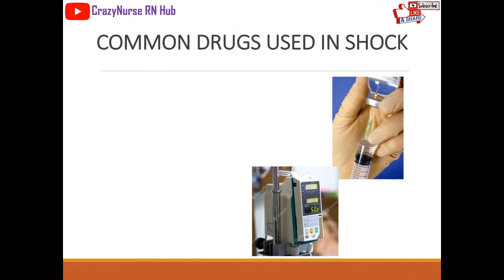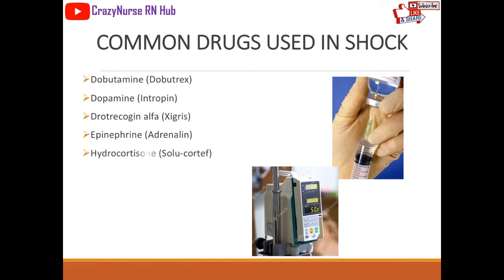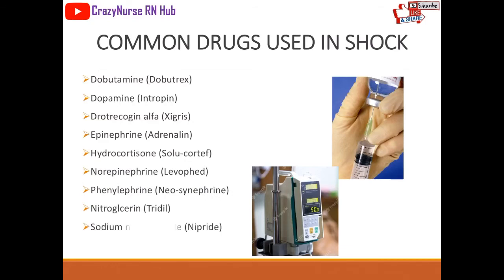So here are the common drugs used in shock. So we have your dobutamine, dopamine, drotrecogin alfa, epinephrine, hydrocortisone. We also have norepinephrine, phenylephrine, nitroglycerin, sodium nitroprusside, and vasopressin.